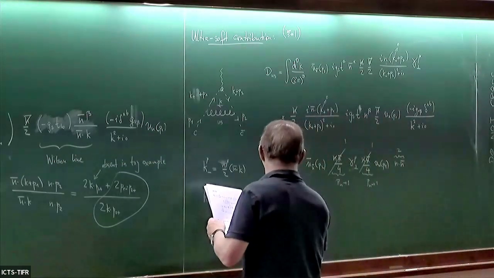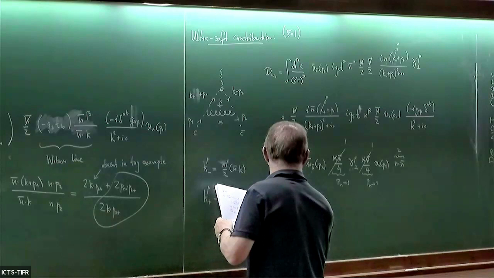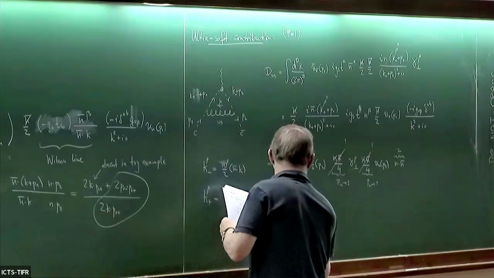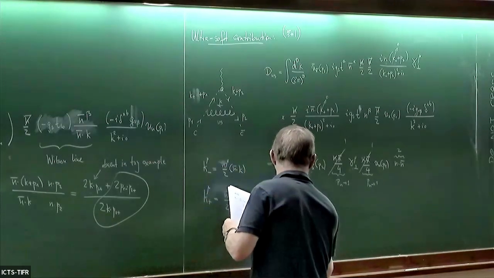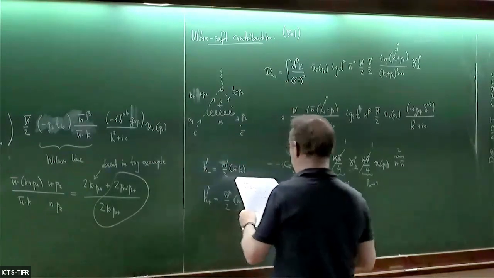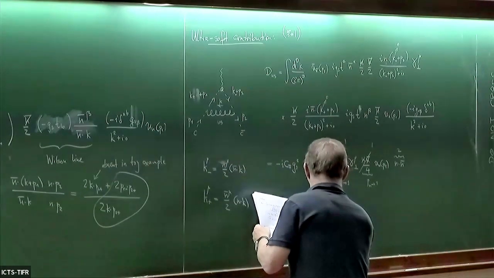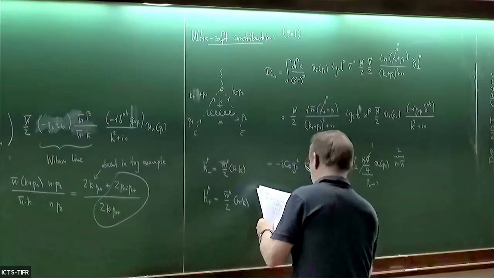And now the loop integral that one finds is k squared plus i0.